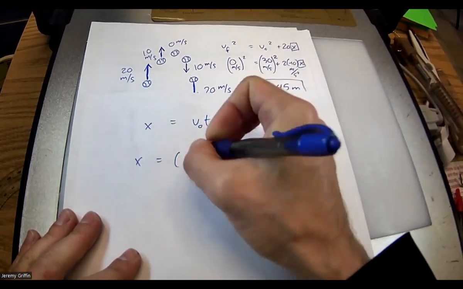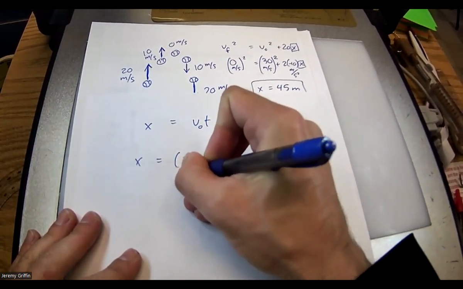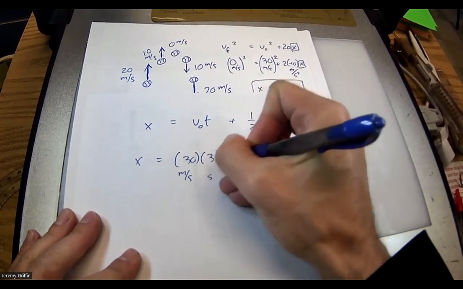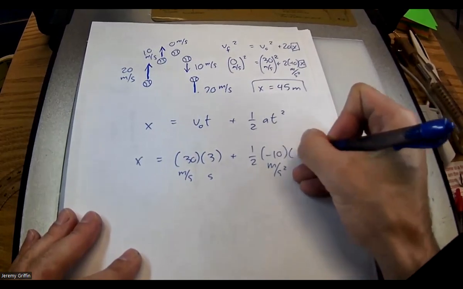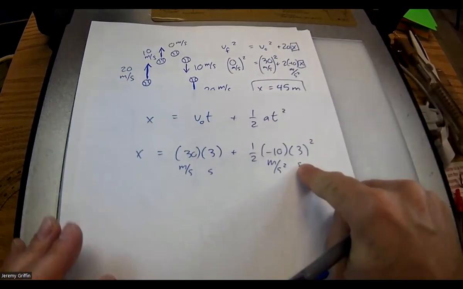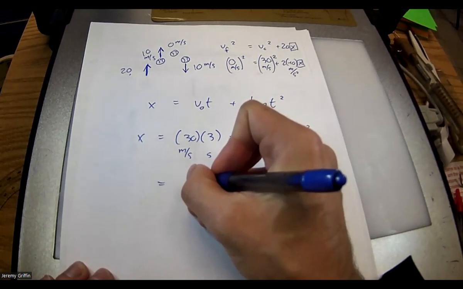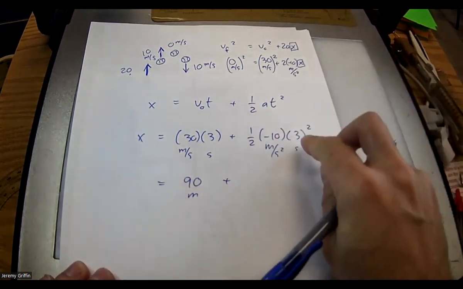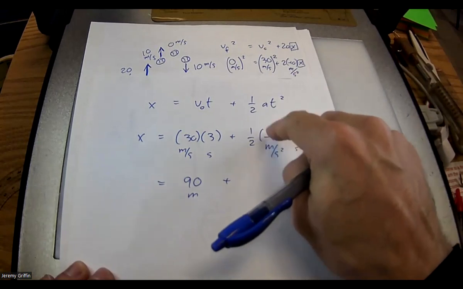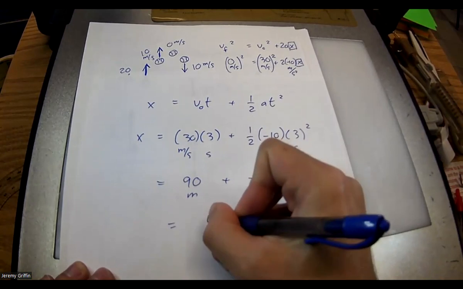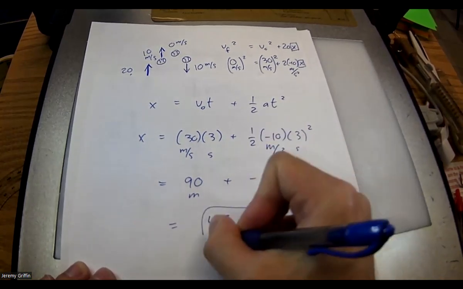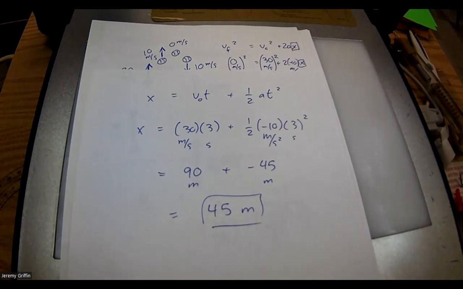So I threw this thing at 30 meters per second. It's going up 3 seconds. Plus 1/2. Gravity's pulling down 10 meters per second squared. 3 seconds. Don't forget to square this 3. Let's see what this is. This is 90 meters plus 3 squared is 9 times 10 divided by 2, and it's negative 45 meters, which is 45 meters. Same thing, just a different way of getting there. Right? There's lots of different trails through the forest to the same destination.